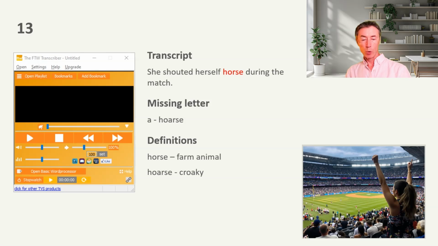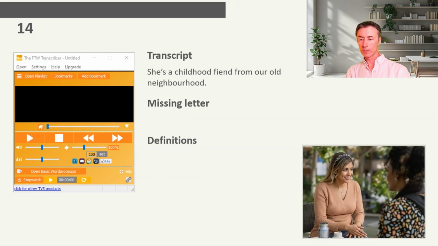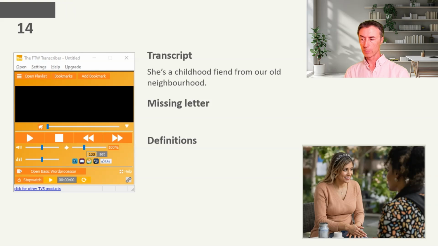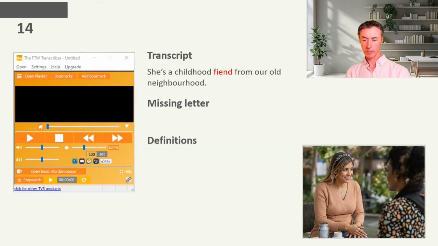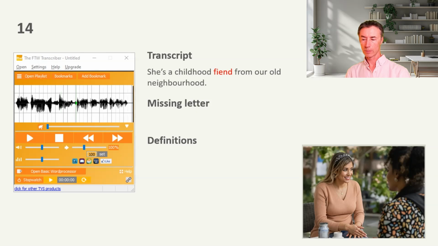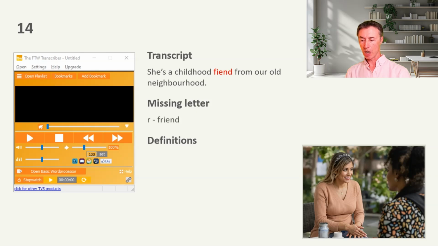Number 14, which word has a missing letter? That one. What is the missing letter? Have a listen. She's a childhood friend from our old neighborhood. The answer, R. Fiend and friend, what are the definitions? A fiend is a monster, and a friend is a chum. And that's it.